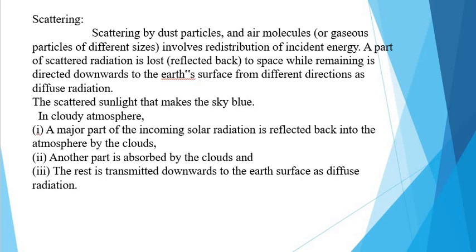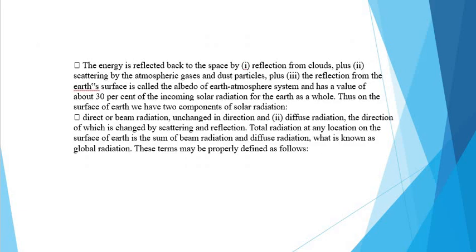In cloudy atmosphere, a major part of the incoming solar radiation is reflected back into the atmosphere by the cloud. Another part is absorbed by the cloud. The rest is transmitted downward to the Earth's surface as diffuse radiation.